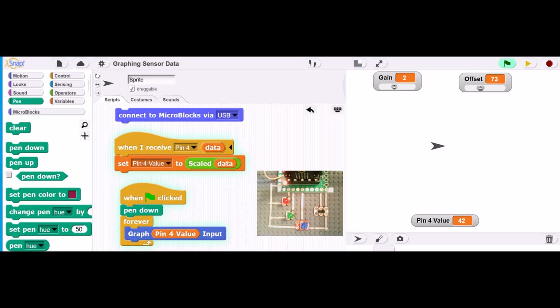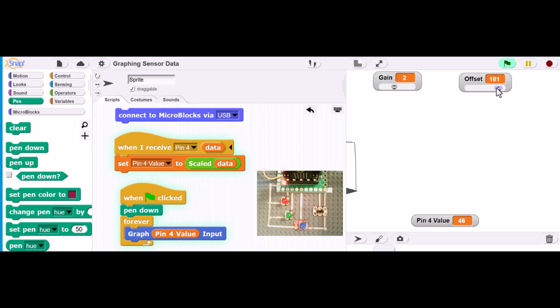When we begin graphing, we just start the turtle moving across the screen, and the pin value is reflected at the bottom. We have a couple of possibilities for varying, called gain and offset. Now, the offset determines how far up or down the screen the line is drawn.